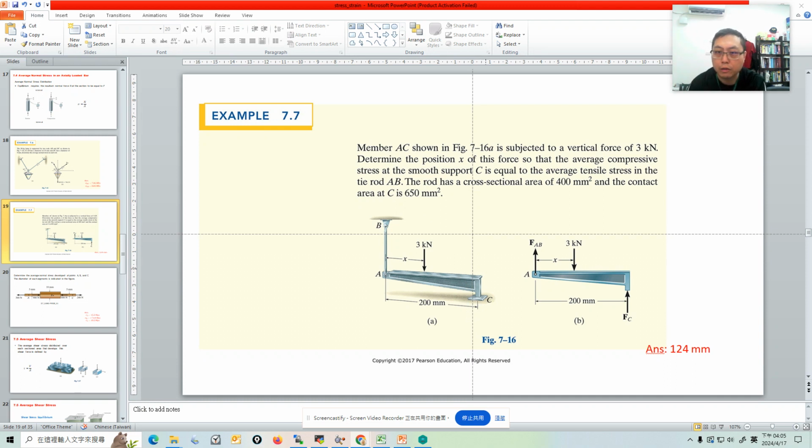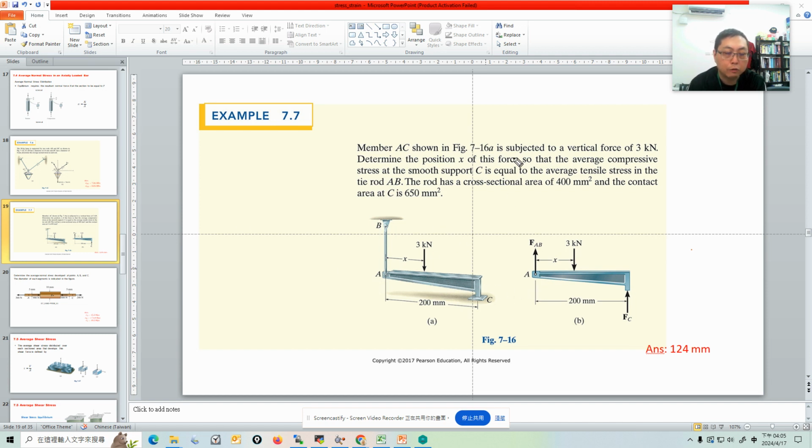Let's draw a picture of this question. Let's rethink about this problem. I think this problem has some details we need to think about. The textbook shows the free body diagram of this member AC.